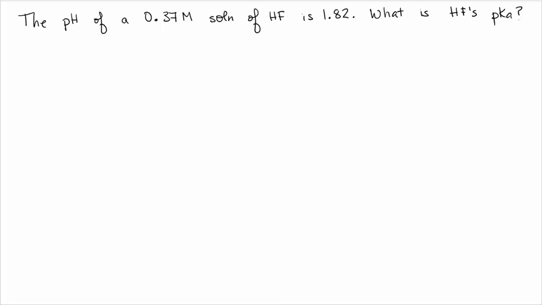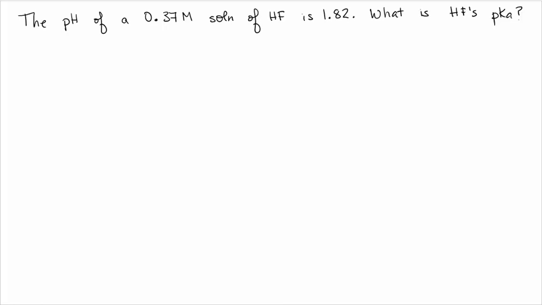The pH of a 0.37 molar solution, so that's our initial concentration. It's a solution, so we know that water is also in there. You can't have a solution without some kind of solvent. The solvent in this case is water. I don't say it's aqueous, but acids are typically in aqueous solutions. And we know that the pH of that is 1.82. We'll come back to that in a second.